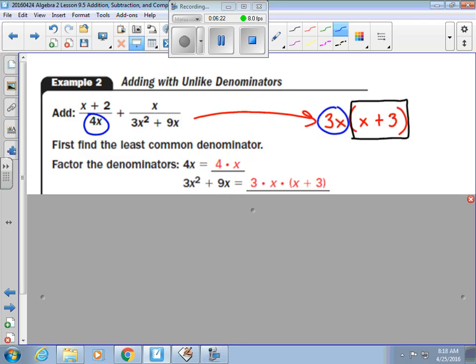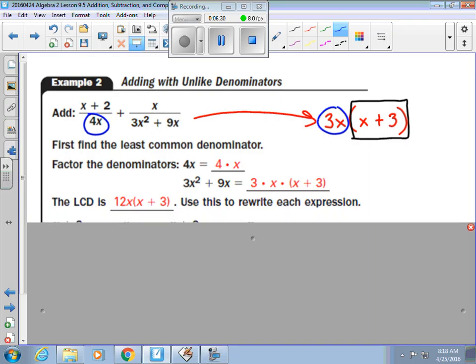So right here, this is everything I just did: 4 times x, and then 3x squared is 3 times x plus 3. So 12x times x plus 3. That is the least common denominator. This is the hardest part, absolutely the hardest part of this entire lesson, getting the same denominator for both things. Complex fractions are simple once we get to that. Getting the least common denominator is the hard part.